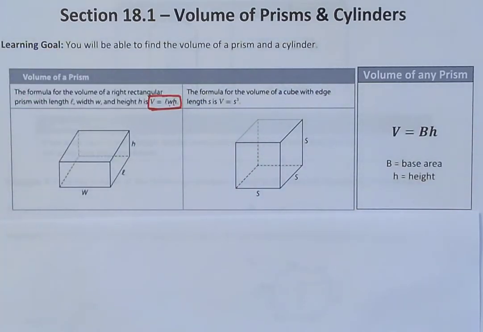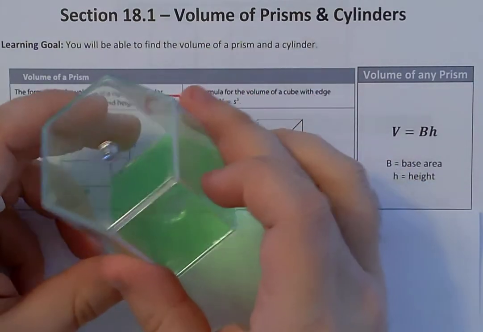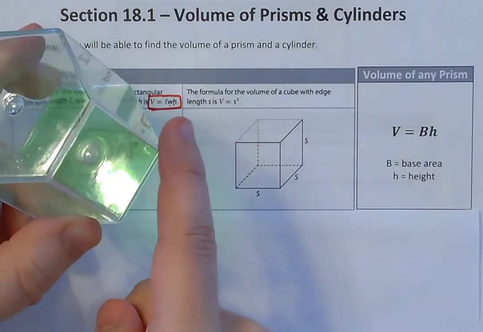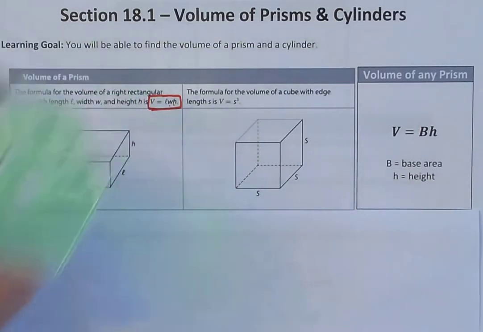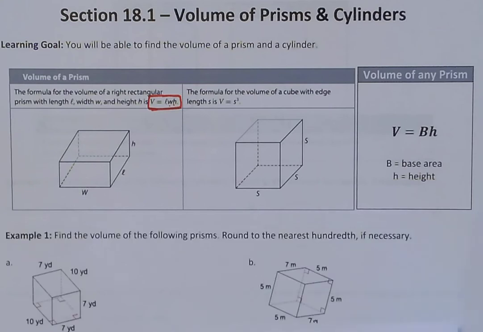Base area times the height. Same thing whether you have a hexagonal prism, where you go through and find the area of the hexagon, and then you multiply it by the height of the prism. Find the area of the base, multiply it by the height. So, with that said, let's go ahead and get into example 1 today, where we go through and find the volume of some different prisms.